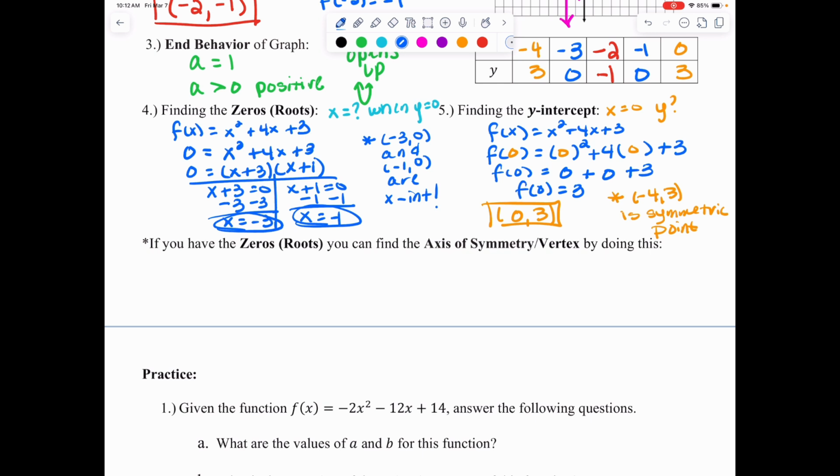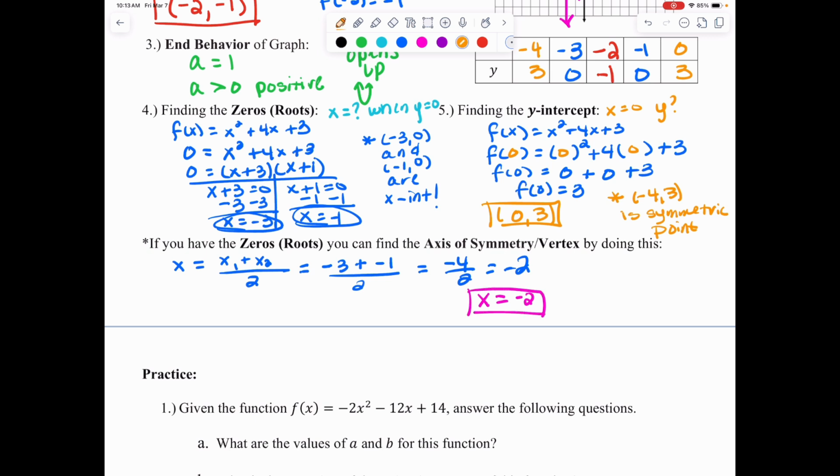We can get the axis of symmetry by doing the first root plus the second root and dividing it by 2, taking an average. So our first root was negative 3. Our second root was negative 1. And if we take those things and divide by 2, we get negative 4 over 2, which is negative 2. So you'll see the same answer from before, x equals negative 2, as your axis of symmetry.